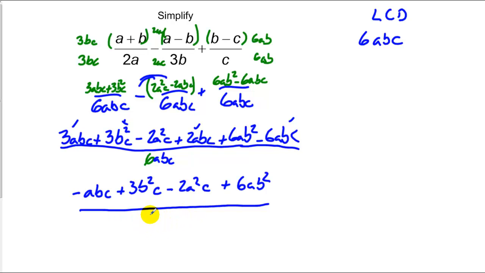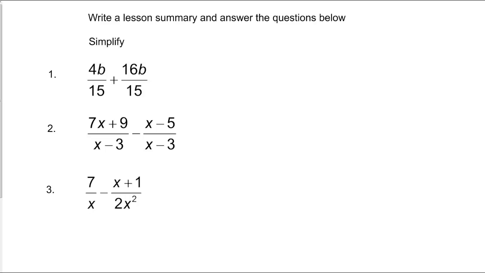Looking through all that, you want to look for any common terms all the way across. And I don't think I'm going to have any. There's no GCF left, so this is our final solution. Quite a bit to do today. Here are the three problems I'd like you to go ahead and solve, and we'll discuss this more tomorrow.